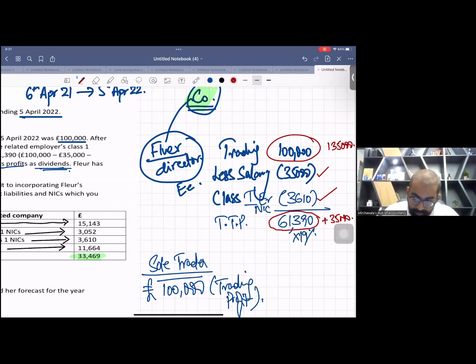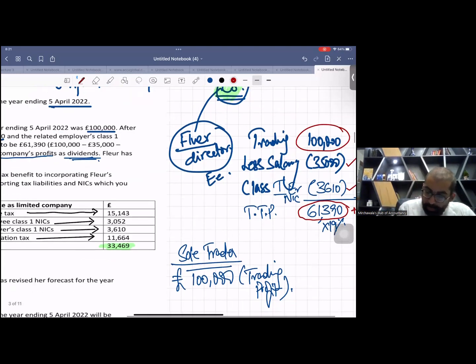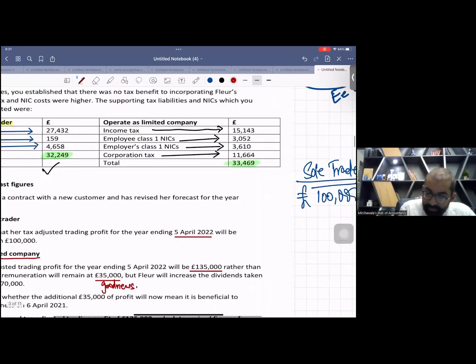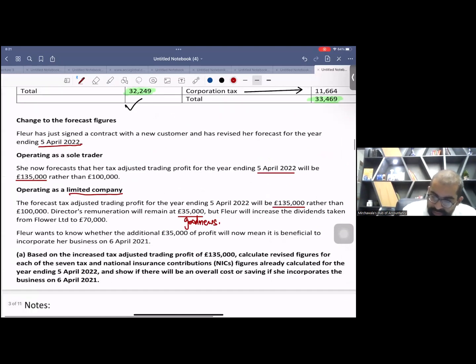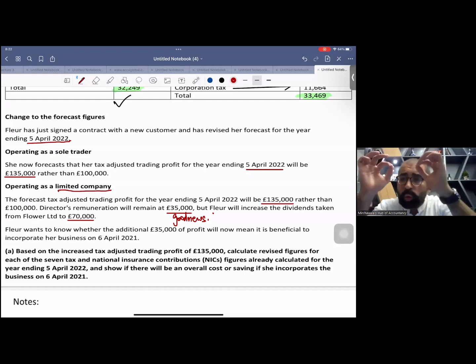Now, Fleur will increase the dividends taken from the company to 70,000. Yes, now the dividend amount is changed. But again, the good news is, for corporation tax purpose, dividend is not an allowed expense. So no change in corporation tax.